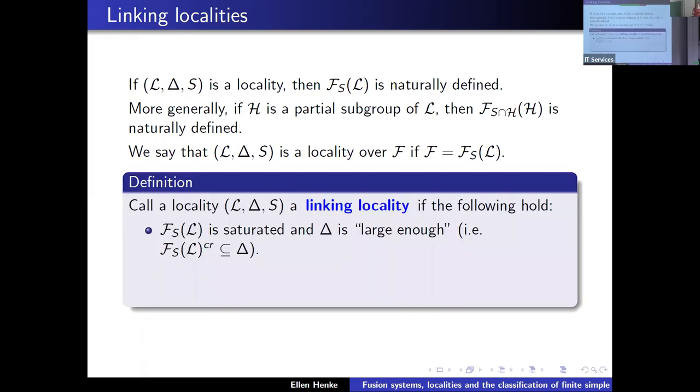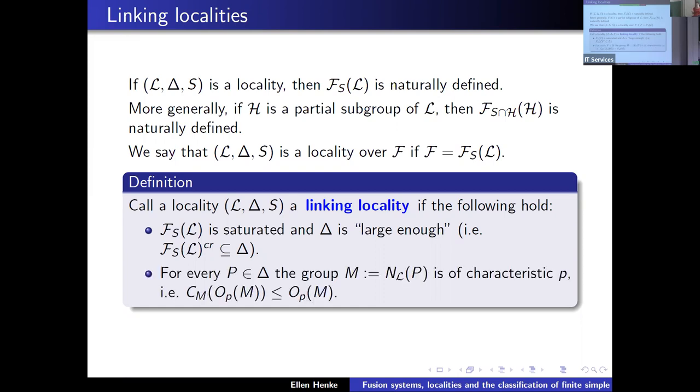Okay, so now I want to look at localities which in some sense correspond to linking systems, and I call these linking localities. So these are localities, first of all, where F_S(L) is saturated. So in general, it's not clear that it is, but we impose this here. And then I want the set Δ in some sense to be large enough. And then I want the normalizer in L of P, which I just said is a nice finite group, to have this property, which we saw already in the definition of groups of characteristic two type.